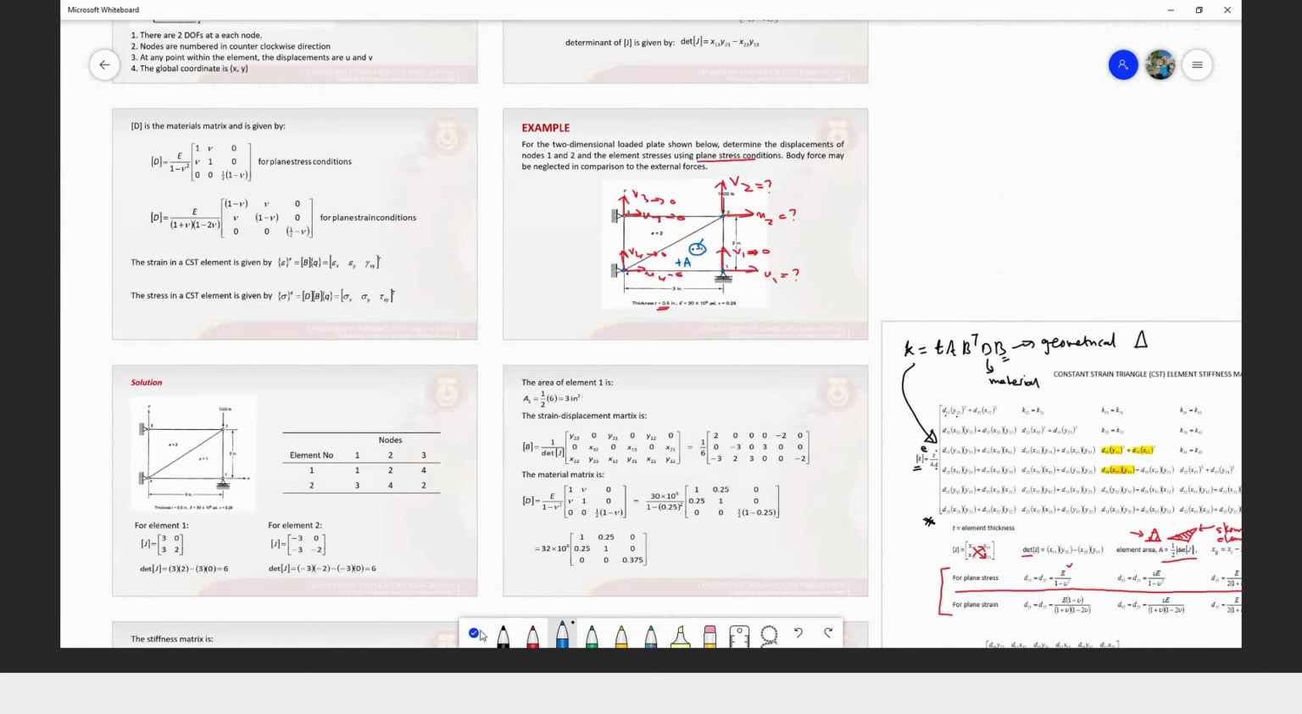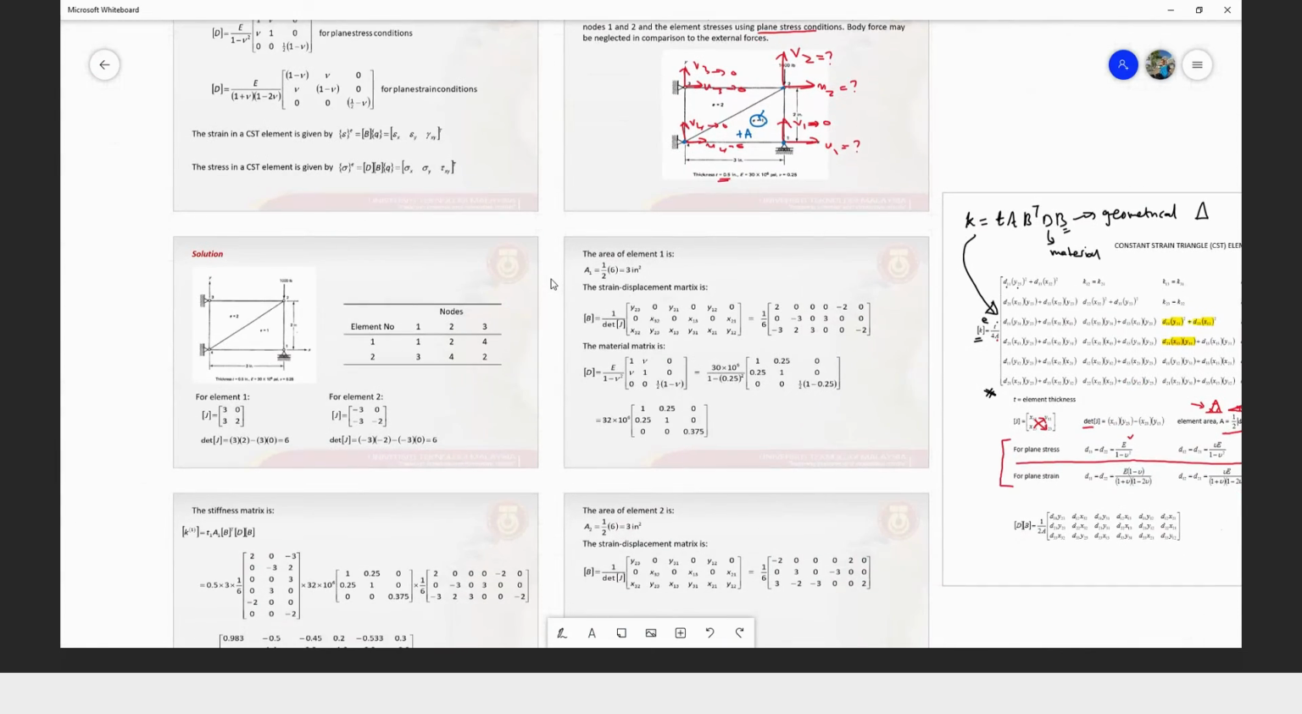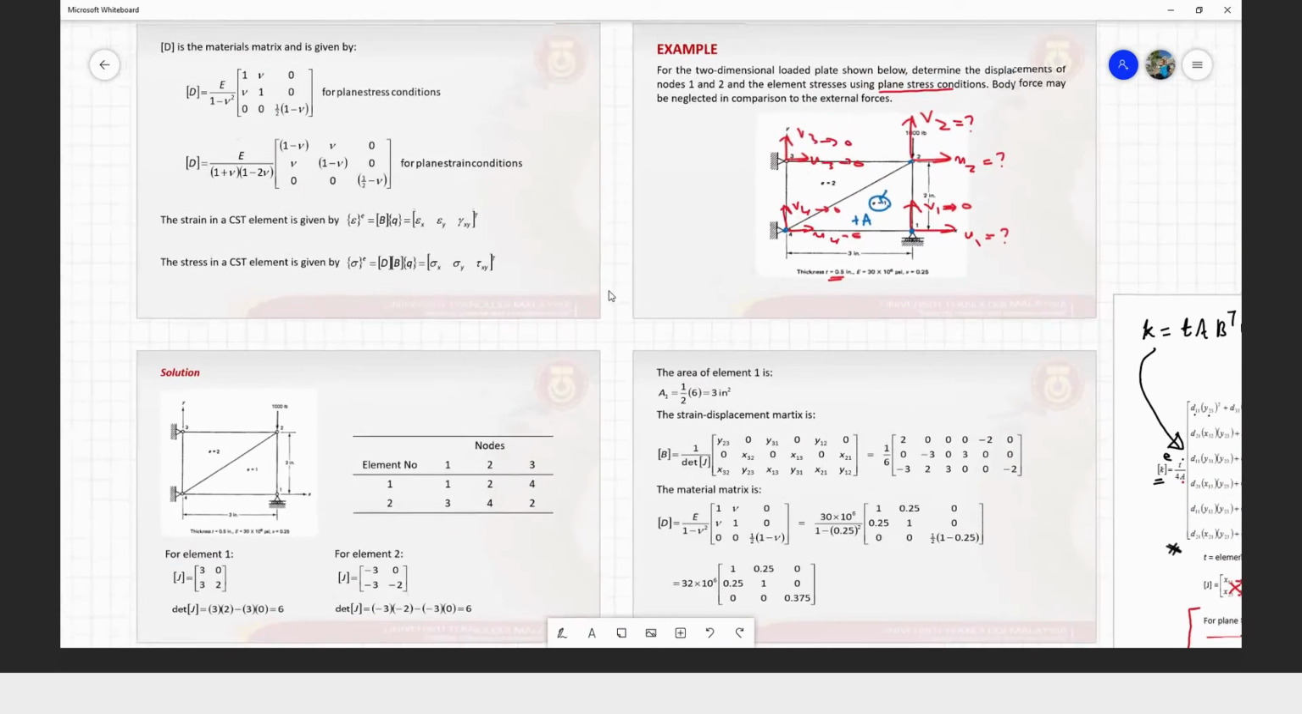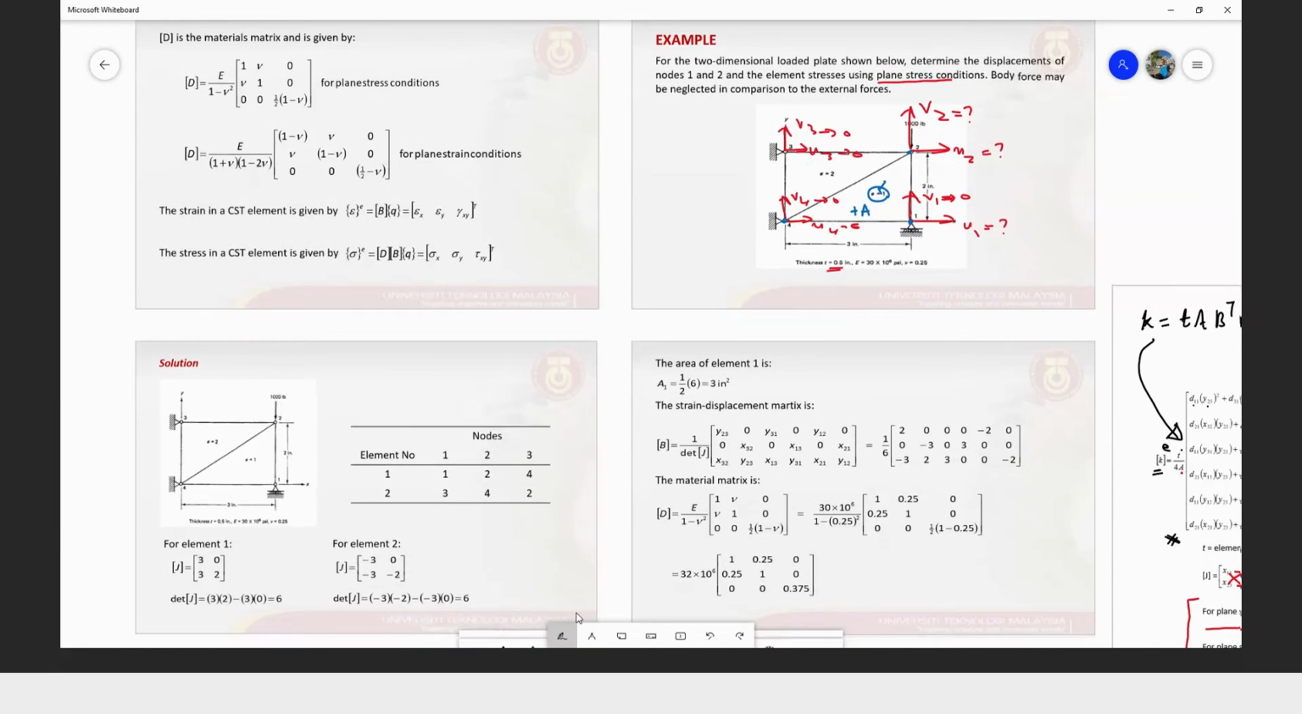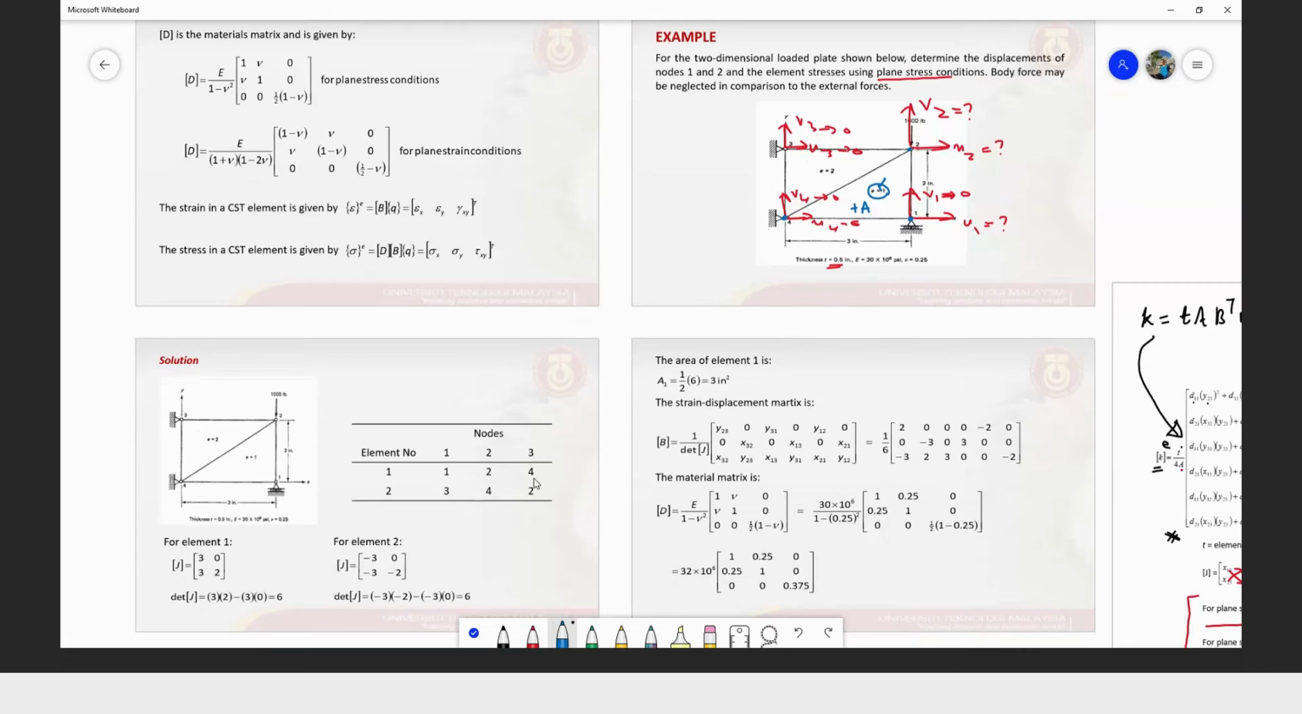So the element connectivity is provided here. Let's take element number 1. Element number 1 is connected from 1, 2, and 4. So it makes the anti-clockwise direction. Actually, I recommend you try to solve this with clockwise direction in terms of the node arrangement, and then check what value you get for J.